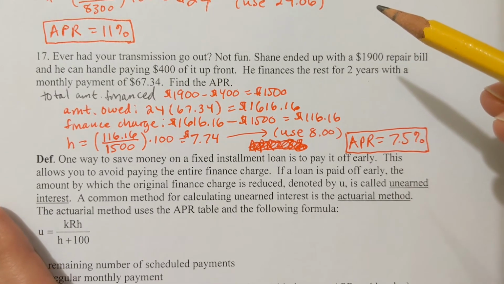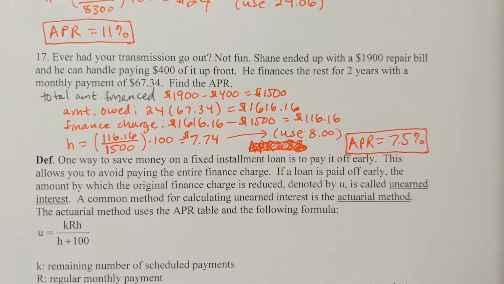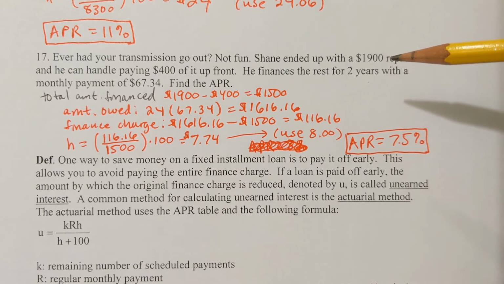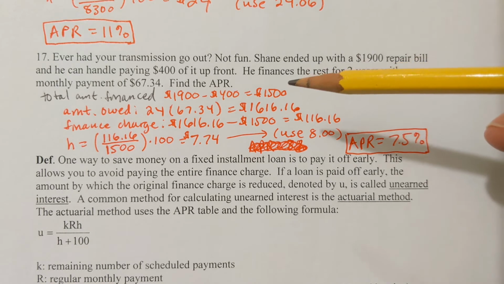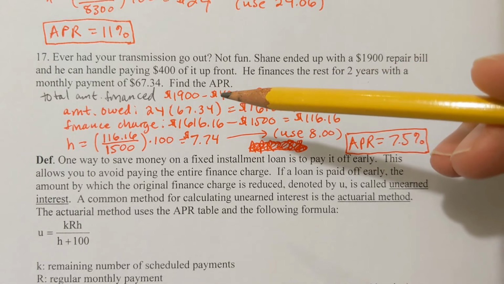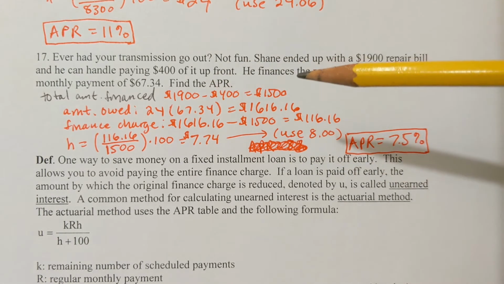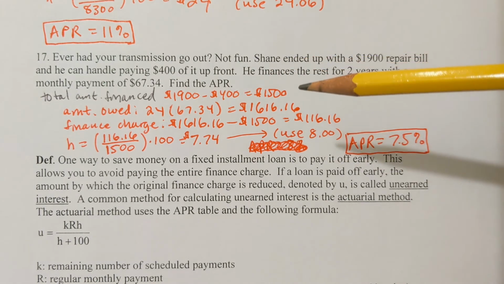Problem 17. So ever have your transmission go out? That's not fun. Shane ended up with a $1,900 repair bill, and he can handle paying $400 of it up front. He finances the rest for 2 years with a monthly payment of $67.34. I'm going to find the APR. Okay.